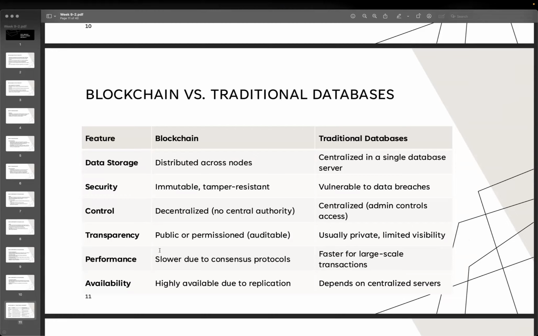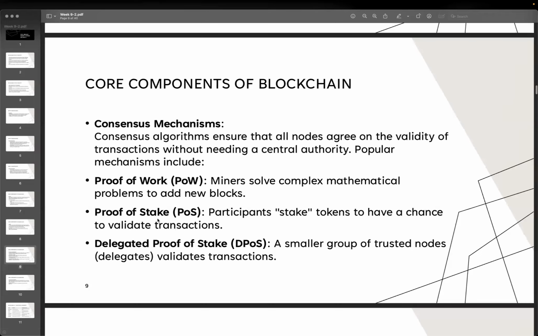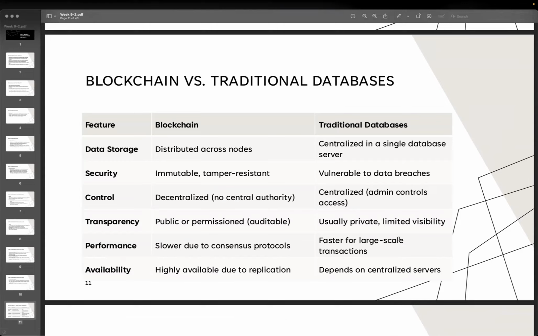But here there is a trade-off in performance. Blockchain gets slightly slower because of the consensus protocols. We have mechanisms like proof of work or proof of stake, different tokens, or a smaller delegated group, and all of this lowers the performance. A traditional database is slightly faster, even for large-scale transactions, because it is centralized and you just log in.